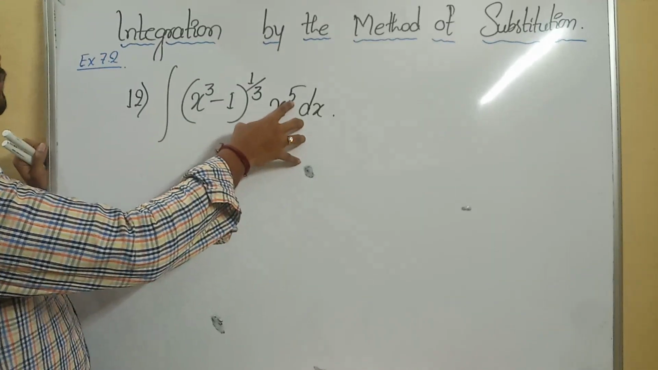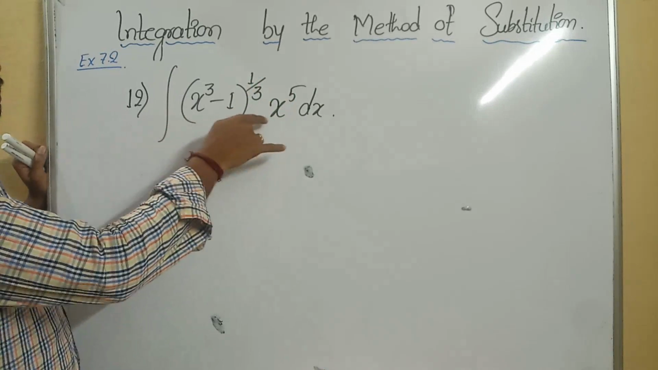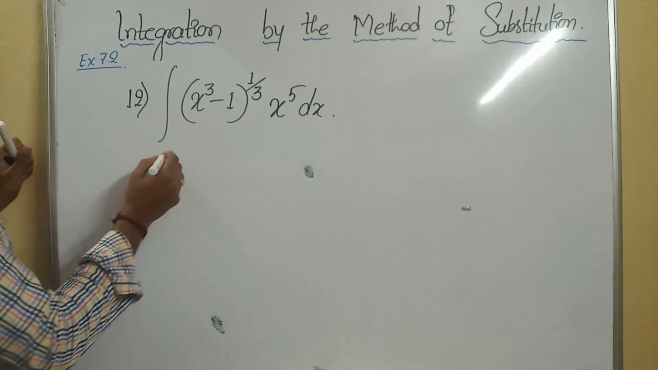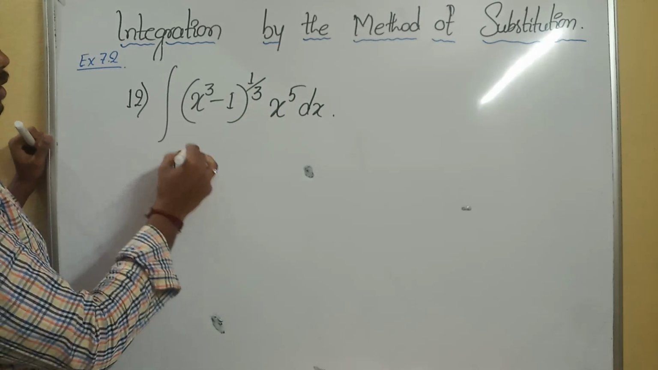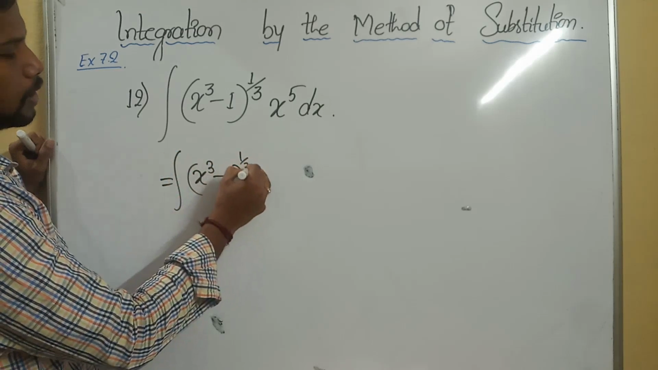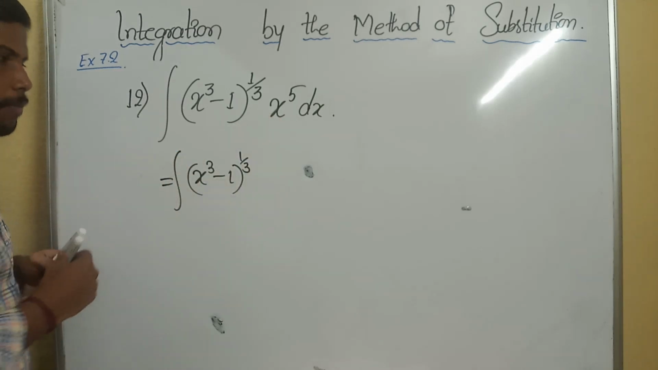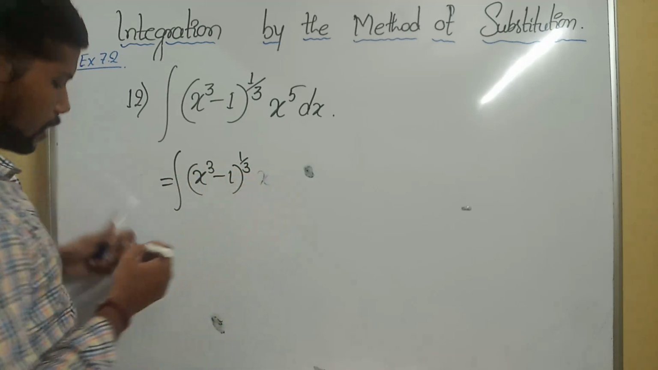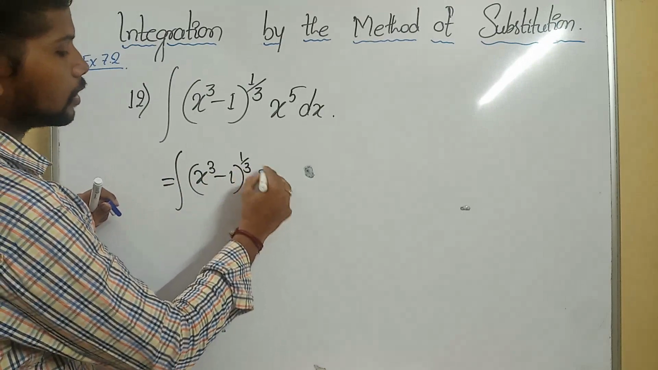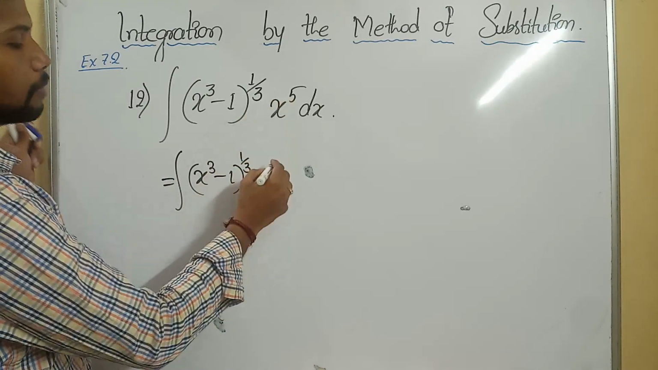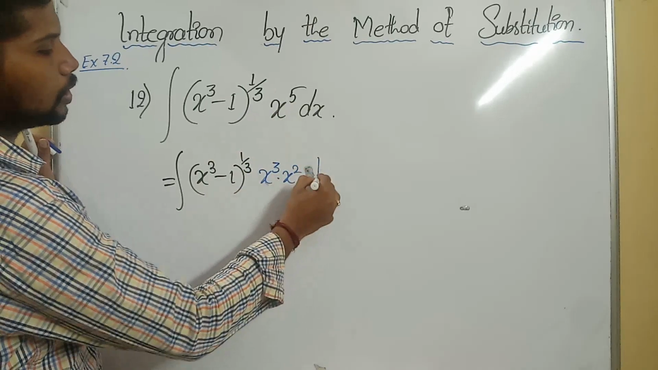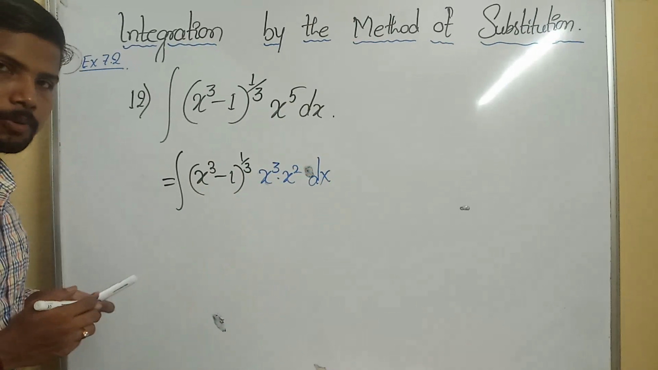No. The derivative of x raised to 5 is 5x to the power 4. Is x to the power 4 there anywhere? Nowhere. That's why we need to simplify this as the integral of x to the power 3 minus 1 to the power 1 by 3. Here x to the power 5 can be written as x to the power 3 times x to the power 2 into dx. Getting the point clearly?